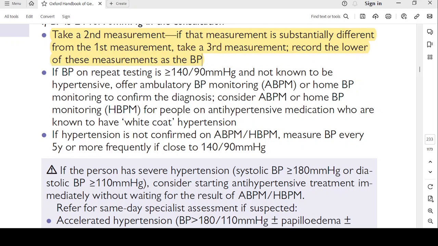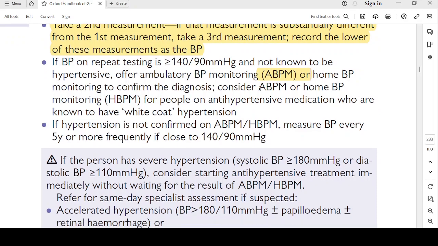If the BP on repeat testing is more than 140 by 90 millimeters of Hg and not known to be hypertensive, offer ambulatory blood pressure monitoring. So you have two criteria in NICE: ambulatory blood pressure monitoring, home blood pressure monitoring, and clinic blood pressure monitoring. And they have given different criteria for hypertension depending on whether it is an ambulatory monitoring or a clinic monitoring.